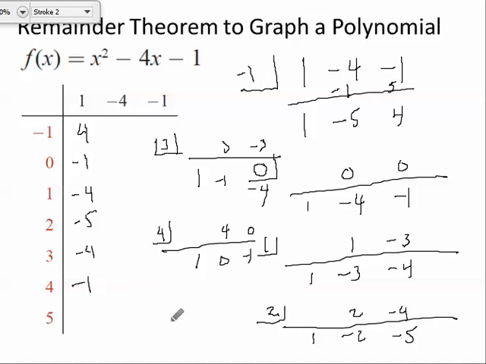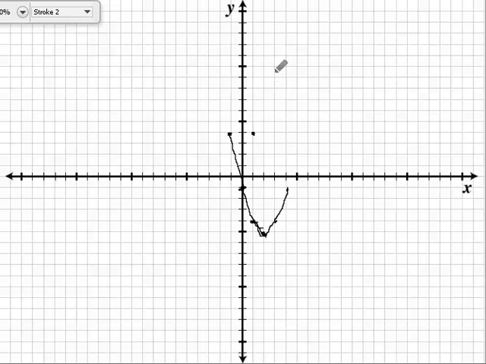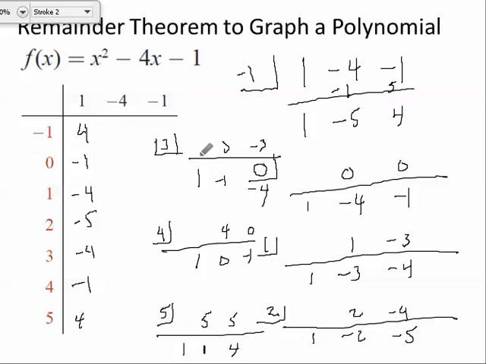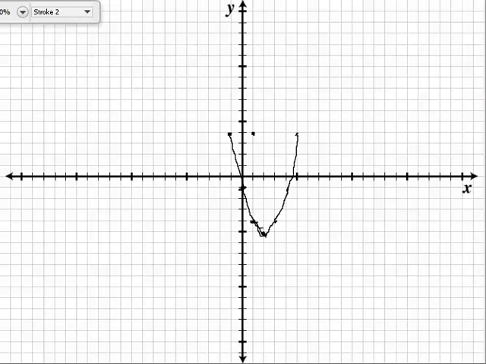Okay? Let's do one more here. 5. Negative 4 plus 5 gives you a 1. 1 times 5 gives you a 5. 5 minus 1 gives you a 4. So at 5, we're at 4. That would put us right up here. And so we've graphed it using synthetic division to find those points. Cool? It is a cool way of doing things, okay?